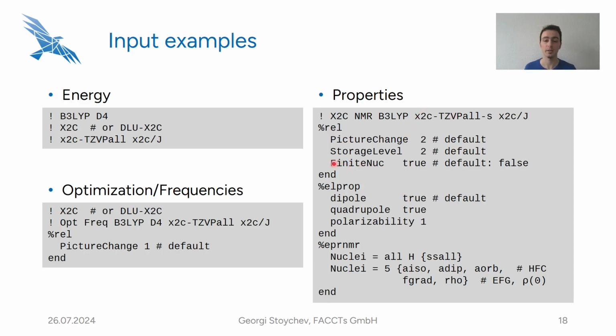I just wanted to point out here that you could use a finite nucleus model, and that is actually very important for properties that have a Fermi contact-like term, like the EPR hyperfine couplings or the NMR J couplings.